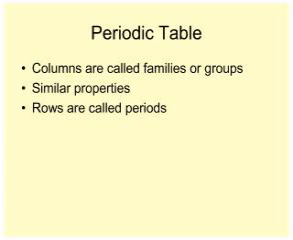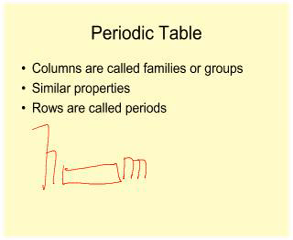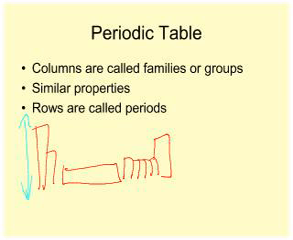Periodic table. Columns are called families or groups. So columns go up and down. Columns support buildings, so they go up or down. So I use this blue one. Columns go up and down. So this would be column number 1, column number 2. If I were to ignore this, 3, 4, 5, 6, 7, 8.